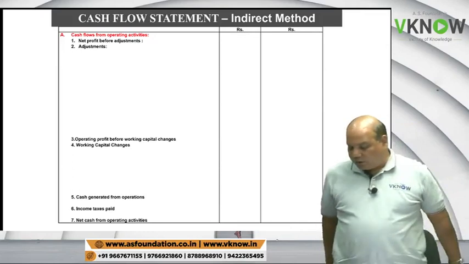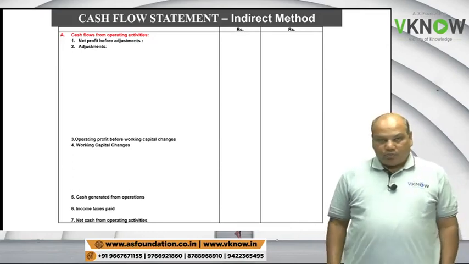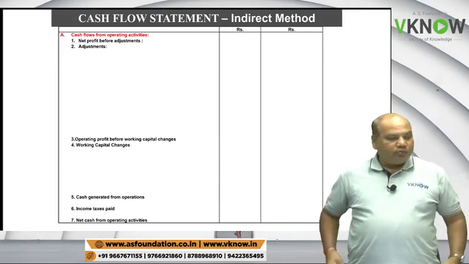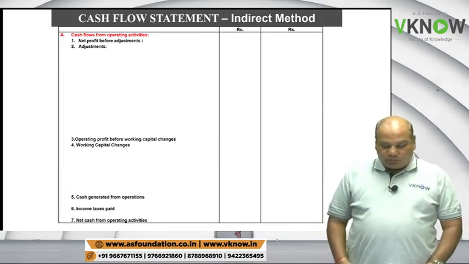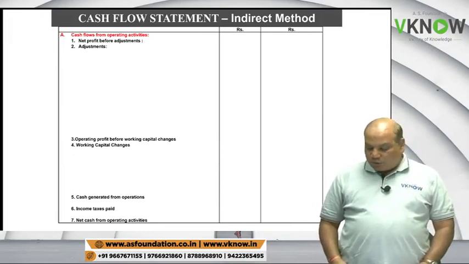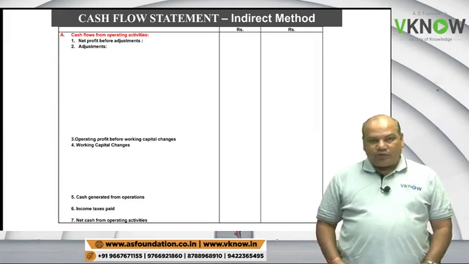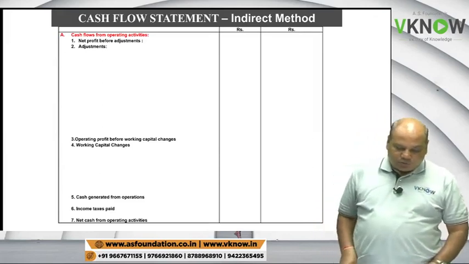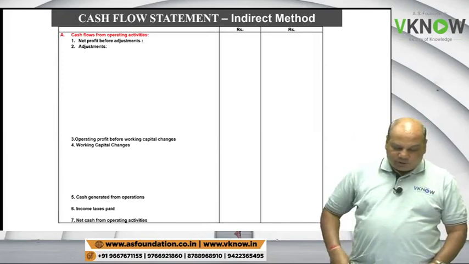Write down the format. Right hand side, two columns. Quickly write down point A, cash flow from operating activities.